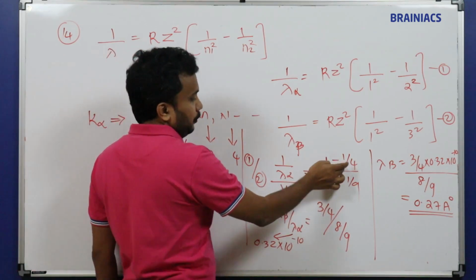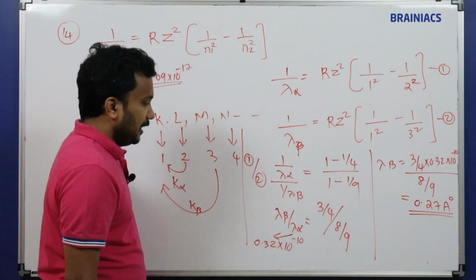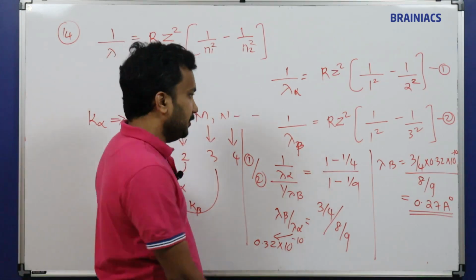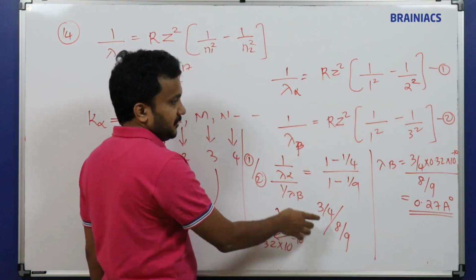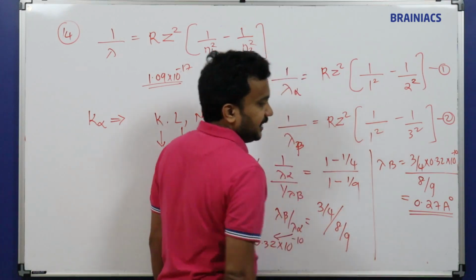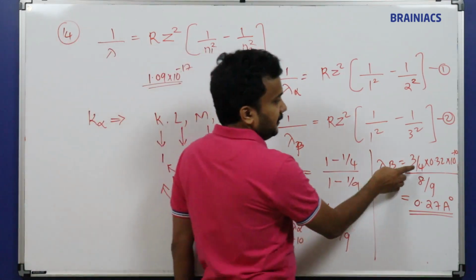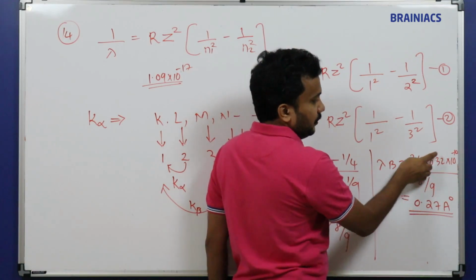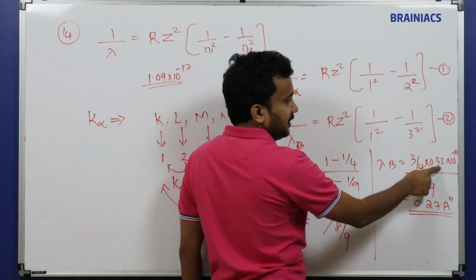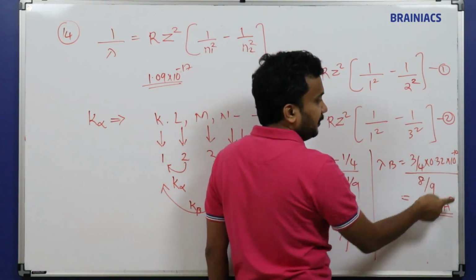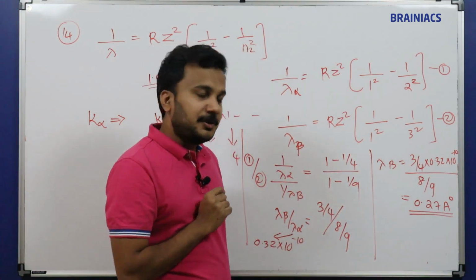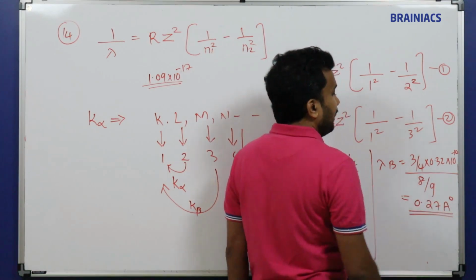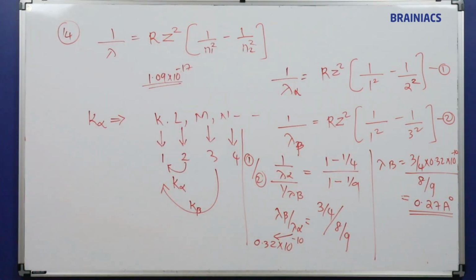This is 3 by 4 the numerator, and here 8 by 9, and lambda alpha is given as 0.32 into 10 power minus 10. If you simplify, lambda alpha multiplied by 3 by 4 into 0.32 into 10 power minus 10 divided by 8 by 9, you will get lambda beta as 0.27 angstrom. You can see 4 and 8 can be simplified, 32 and 32 cancel. So here 0.32 means 10 power minus 2, 10 power minus 12 into 9 into 3 is 27. So 27 into 10 power minus 12, which is equal to 0.27 angstrom, is the right answer for question number 14. So let's move to question number 15.